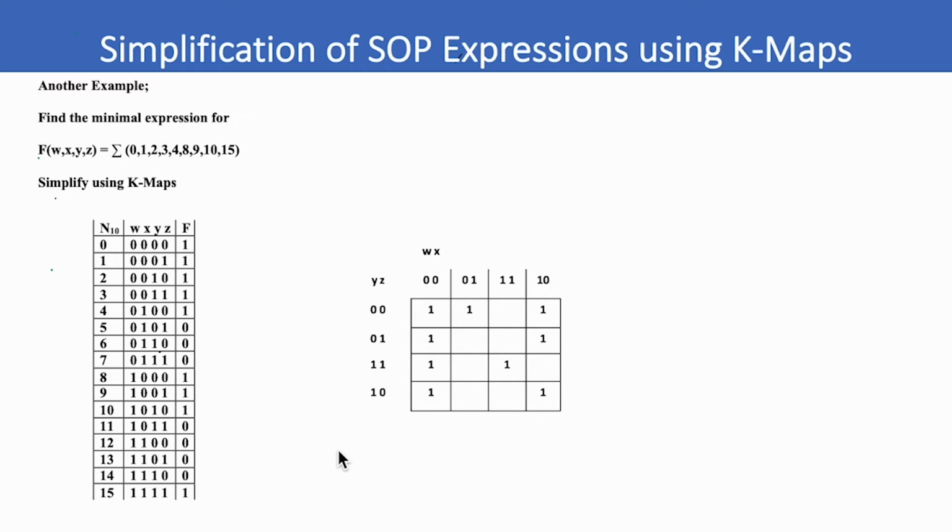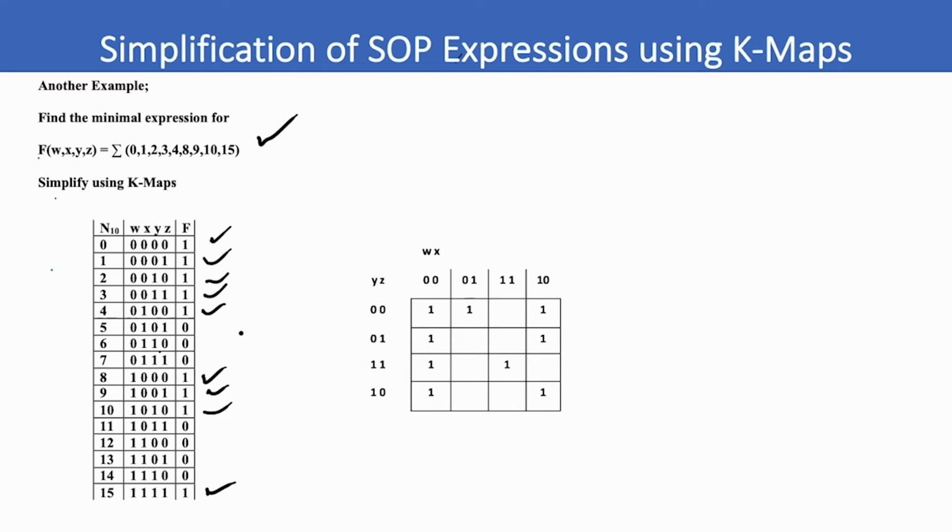Okay, so again, let's define this function. We want to find the minimal expression for this function, defined as the sum of product terms in the min-term representation. We have 0, 1, 2, 3, 4, 5, 8, 9, 10, 15, which are the ones of the function.